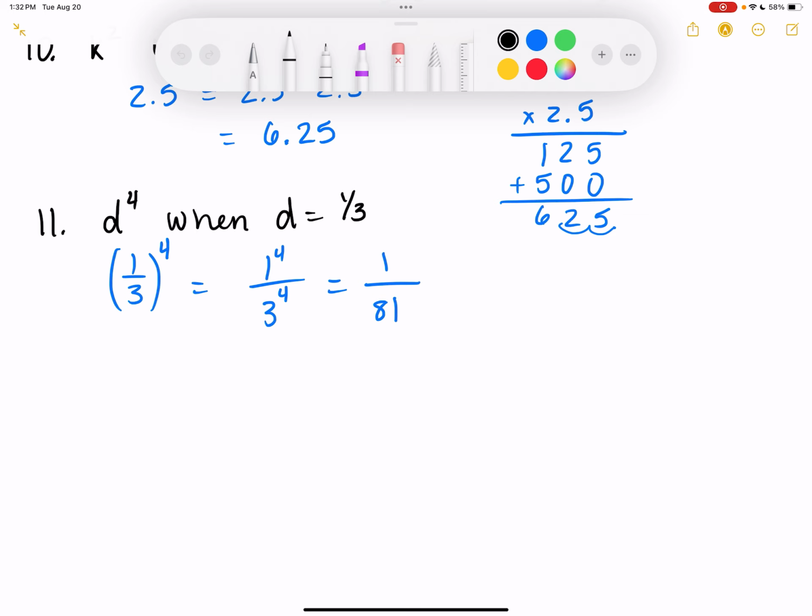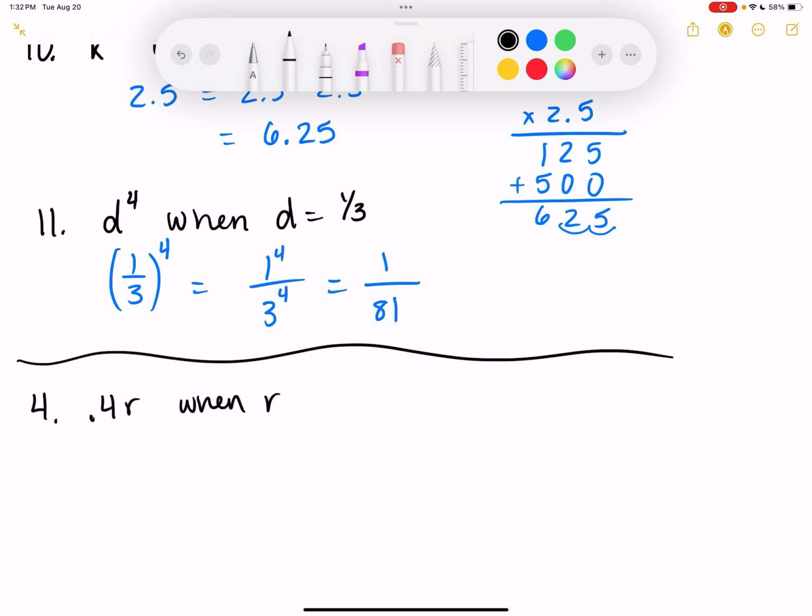So the first problem says to evaluate the expression. This is number 4. 0.4 times r when r is equal to 6. So I plug in 6 for r. So 0.4 times 6, and what would that be equal to? 2.4.